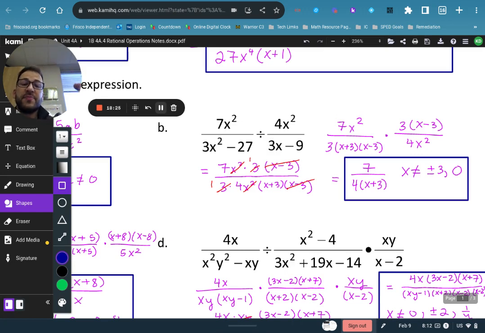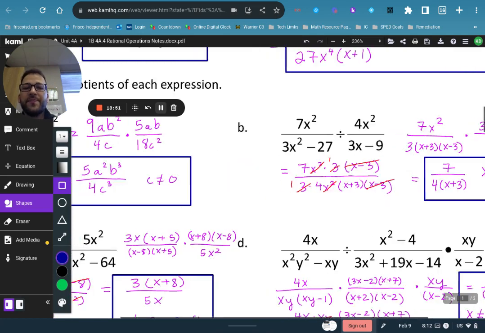Then division becomes multiplication, and we take the reciprocal. So 3 times x minus 3 on top over 4x squared. Multiplying across, the x minus 3's cancel out, the 3's cancel out, and the x squared cancels out. So we get 7 over 4 times x plus 3. And then the only things that don't work out are positive or negative 3, and then our 0 from things that cancel out and things that we still have left over in the denominator.